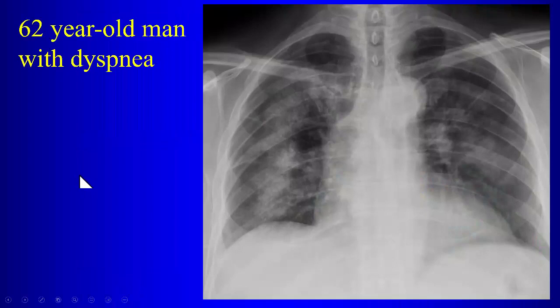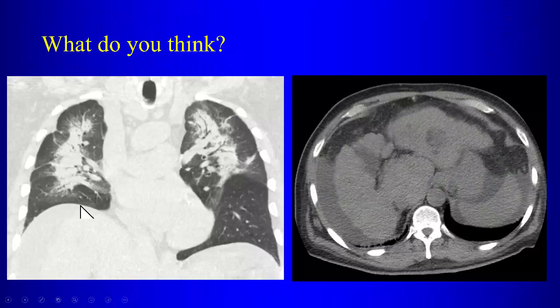This is a 62-year-old man with shortness of breath who comes in with this very strange-looking chest radiograph. Here is the CT on this patient. Here's another image from the CT scan. How do we put the story together to make sense of what's going on in this patient? How do we put the findings on these images together to figure out what's going on?